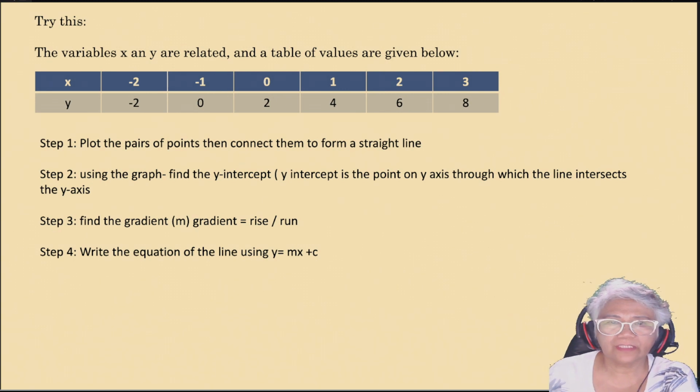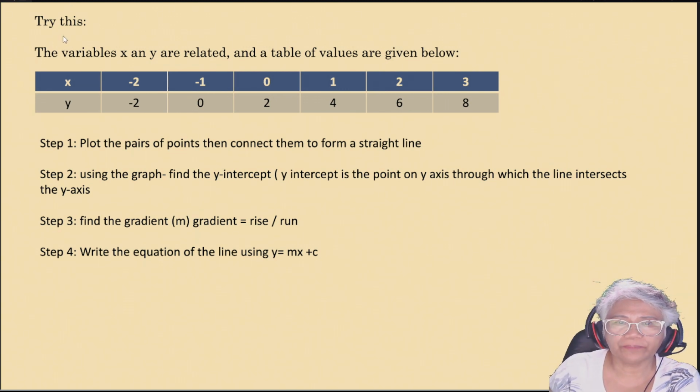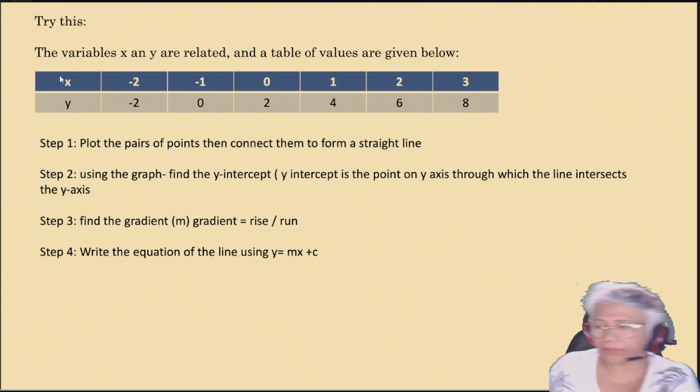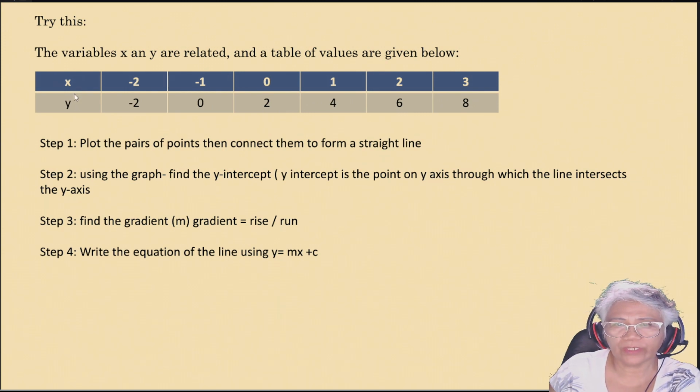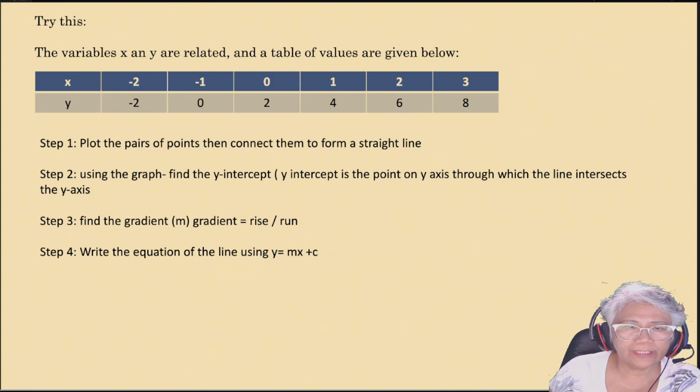Alright guys, let us try this problem. You can see here the table of values x and y, and they are related. What I would like you to do is to plot the pairs of points, then connect them to form a straight line. And using that line, we're going to find the y-intercept and then the gradient and write the equation of the line. So let's revise how we plot the points.